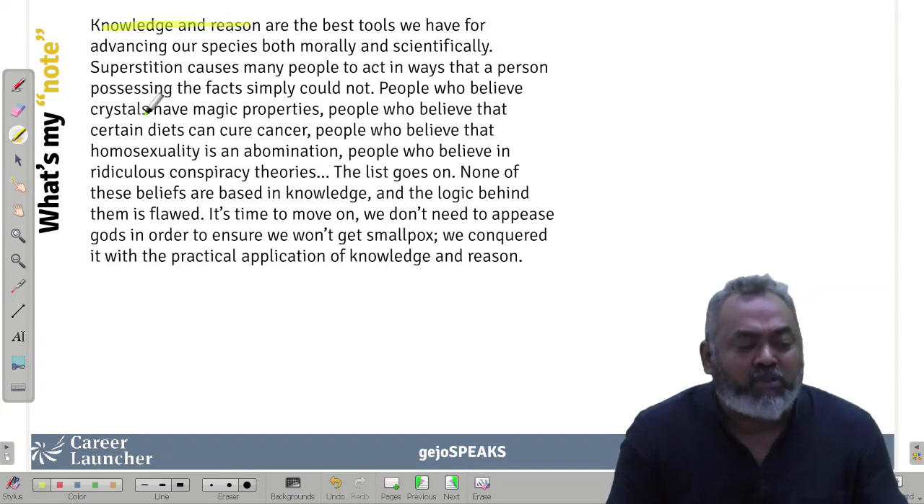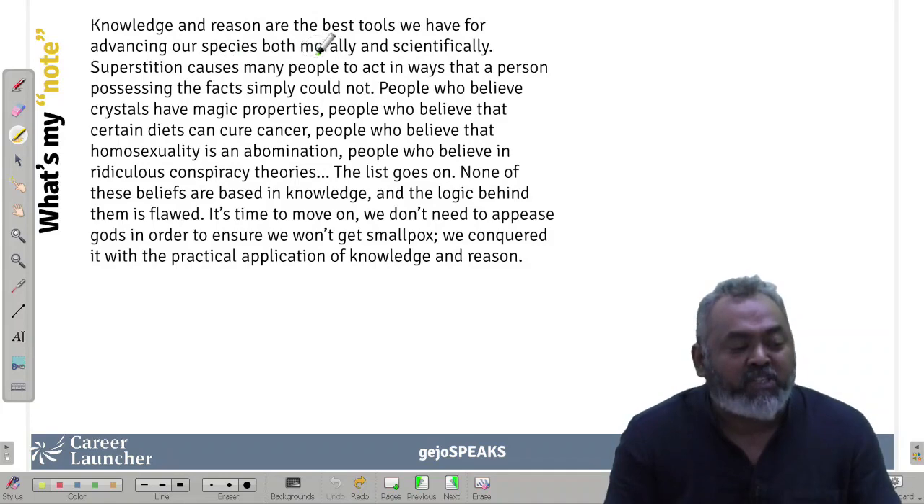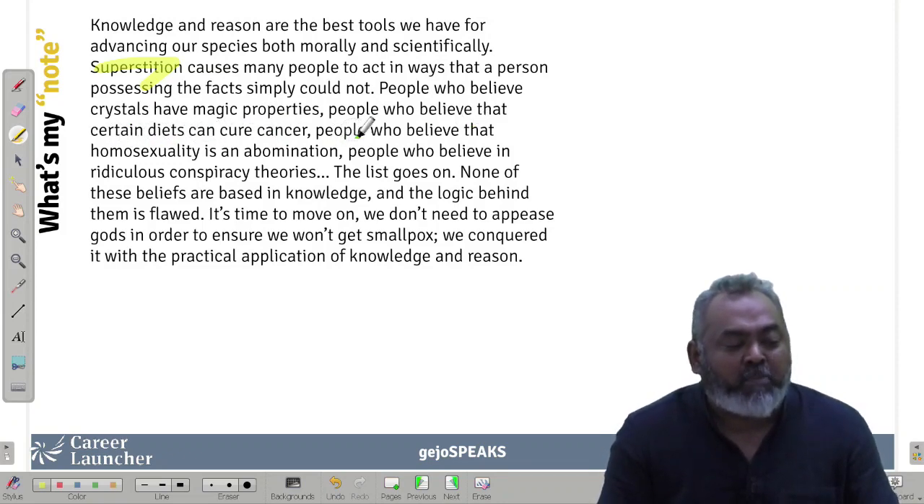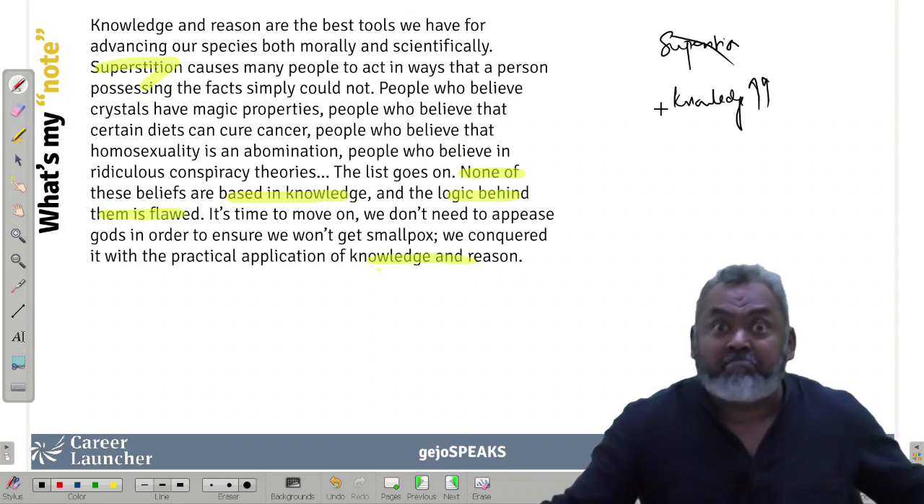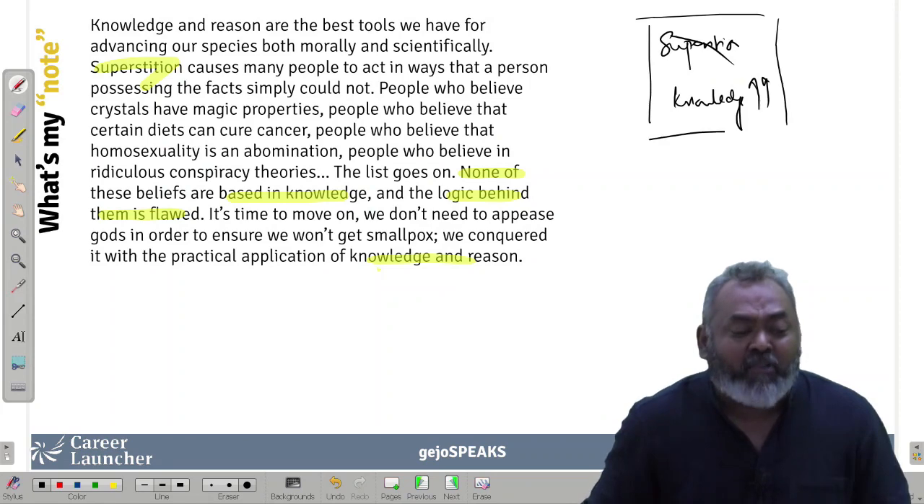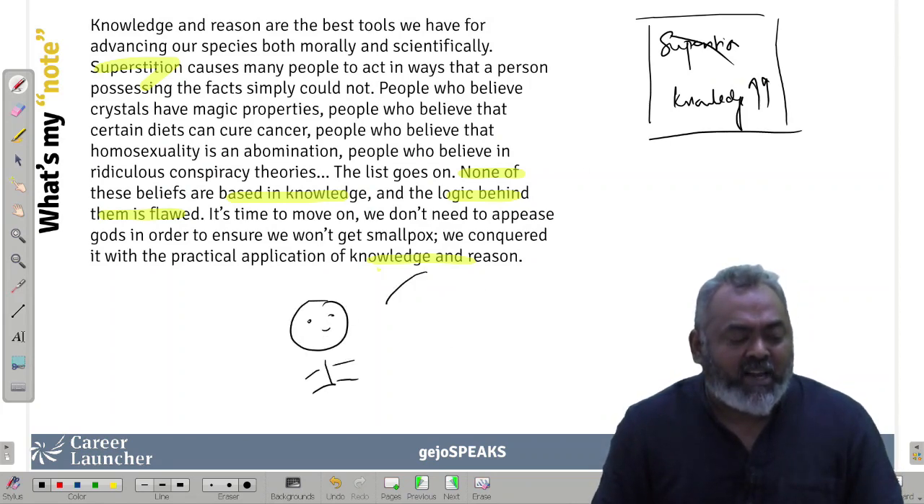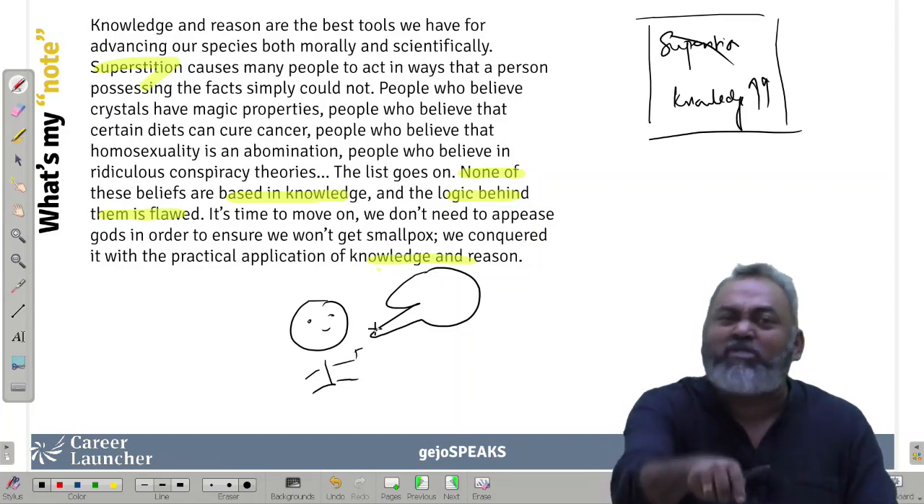Knowledge and reason are the best tools we have for advancing our species both morally and scientifically. Superstition causes many people to act in ways that a person possessing the facts simply could not. People who believe crystals have magical properties, people who believe that certain diets can cure cancer, people who believe that homosexuality is an abomination, people who believe in ridiculous conspiracies, the list goes on. None of these beliefs are based in knowledge, and the logic behind them is flawed. It's time to move on. We don't need to appease gods in order to ensure we won't get smallpox. We conquered it through practical application of knowledge and reason. He is basically saying, get rid of superstition, gain more knowledge. There's no need for superstition, we need knowledge. I think the author here is actually instructing us, do this, and that's the problem.